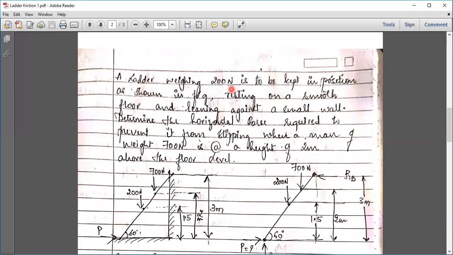A ladder weighing 200 Newton. This is the weight of the ladder. So weight always acts at the center. Irrespective of whether they have given you a figure or not, I will always show the weight of the ladder at the center of the ladder.